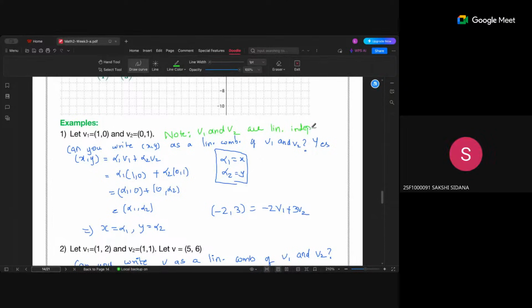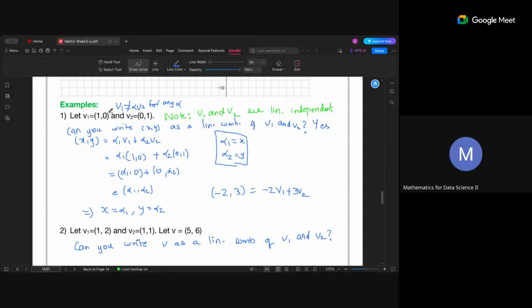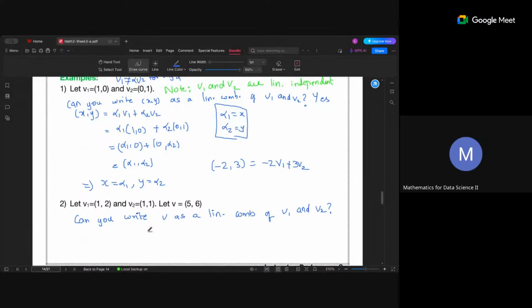Ma'am, can you please explain this line? Linearly independent means, for two vectors, at least you can say that neither of them is a multiple of the other. v1 is not equal to alpha times v2 for any alpha. You cannot write one as a scalar multiple of the other. This is the case for two vectors. For n vectors, the definition is different. So let's go step by step. We start with two vectors and then we go step by step.